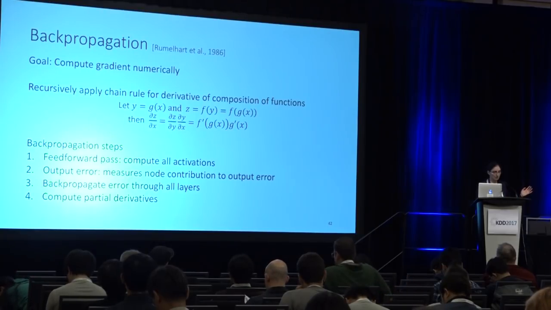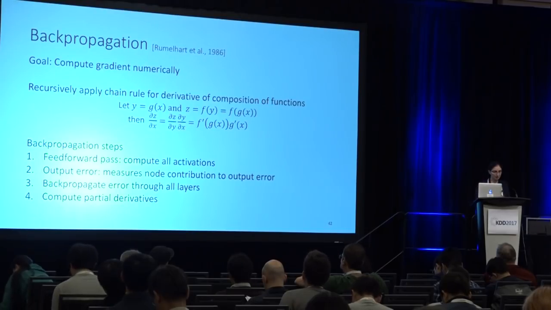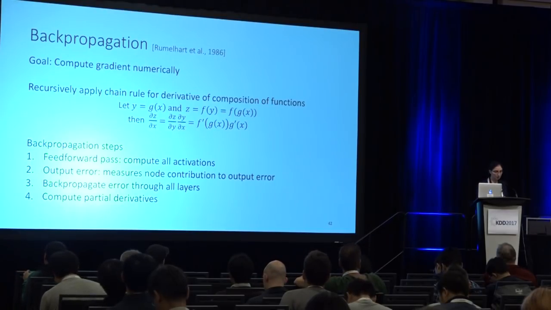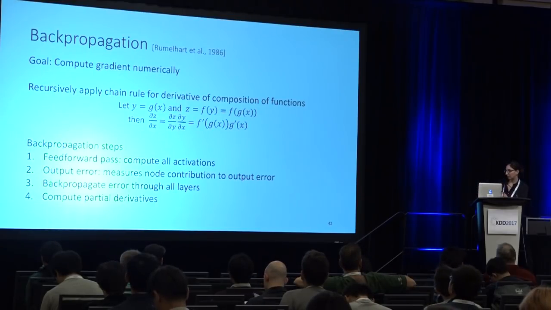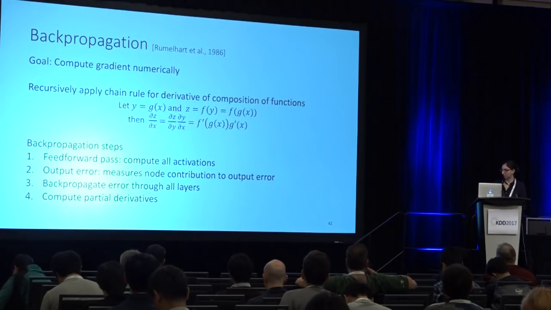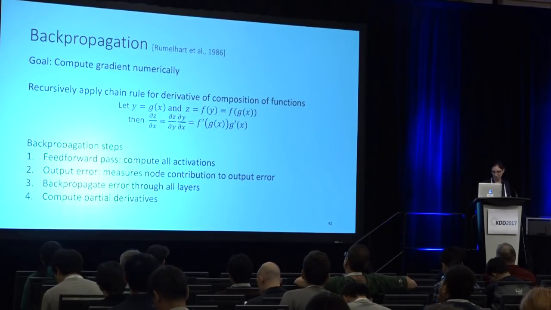It first does a feedforward pass, so computes all the activations up to the output. Then at the output, we'll compute the error, which measures how much an output node contributes to the output error. Then we'll leverage this chain rule to backpropagate that error through all the layers. And that allows us to compute the partial derivatives that we need for our gradient. So that's in very short how backpropagation works.